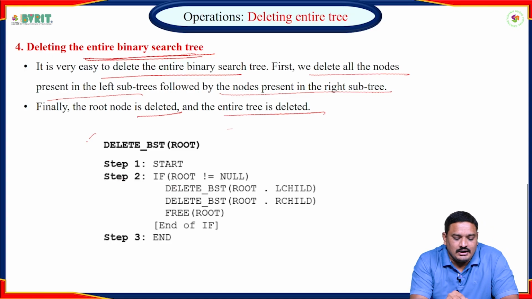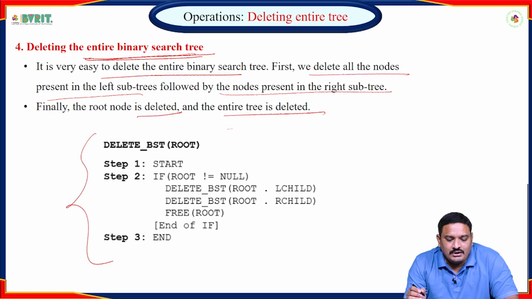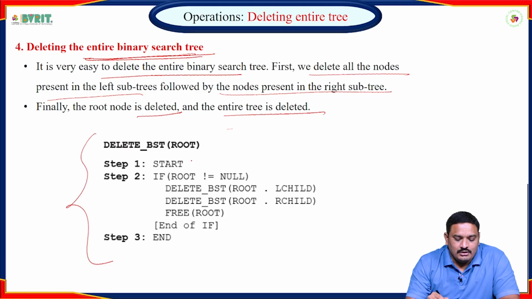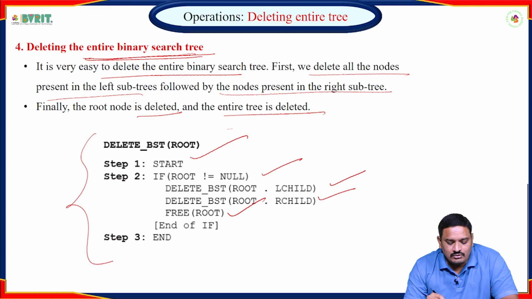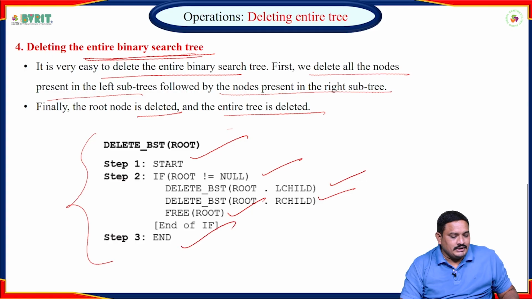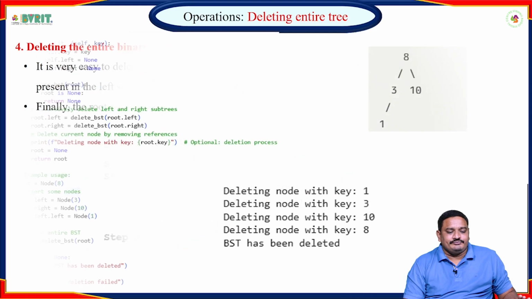This is the algorithm for deleting the tree. Starting, if the root is not equal to null, we delete the left child node and right child node, and then we delete the root node. Finally, we can delete the entire tree. That is deleting the entire binary tree.